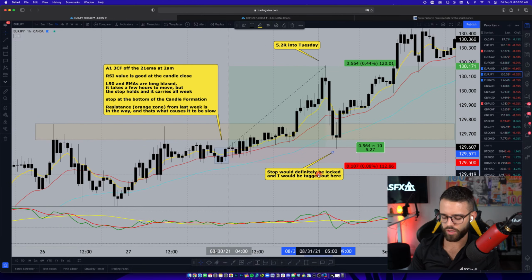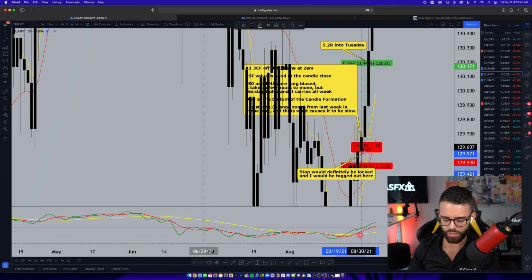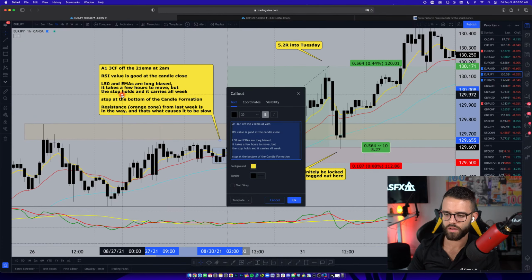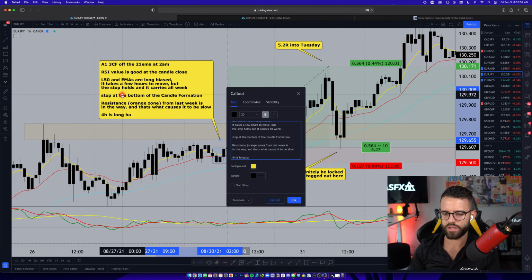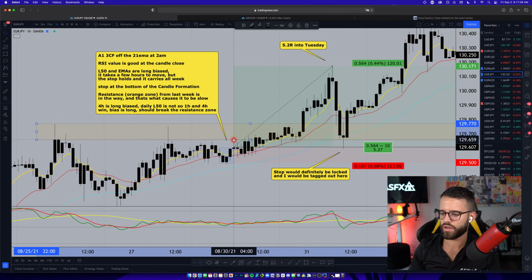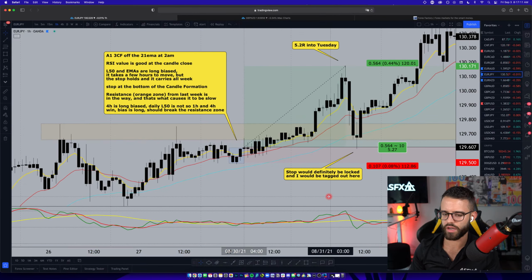Now let's just go check really quick the 4 hour. L50 and EMAs long bias there, daily, short bias. So we're going to go like this. 4 hour is long biased, daily L50 is not. So 1 hour and 4 hour when bias is long should break the resistance zone. Okay. That's literally all I think I'm going to put on this one because that's basically everything.